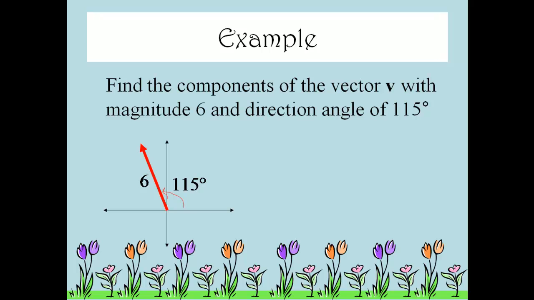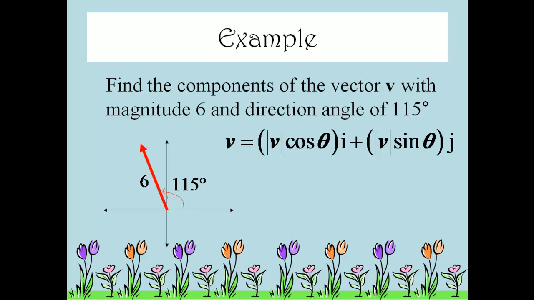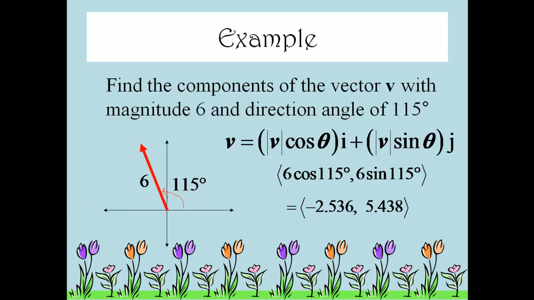So the magnitude of our vector is 6 and our direction angle is 115. So plugging into our formula, we can find our linear combination of our vector v. 6 times the cosine of 115 degrees and 6 times the sine of 115 degrees will give us our horizontal and vertical components. Plugging this into our calculator, make sure we're in degree mode, we get an approximation of about negative 2.536 as our horizontal component and 5.438 as our vertical component. Again, it makes sense that we have a negative horizontal component and a positive vertical component because we have a graph of a vector in the second quadrant.